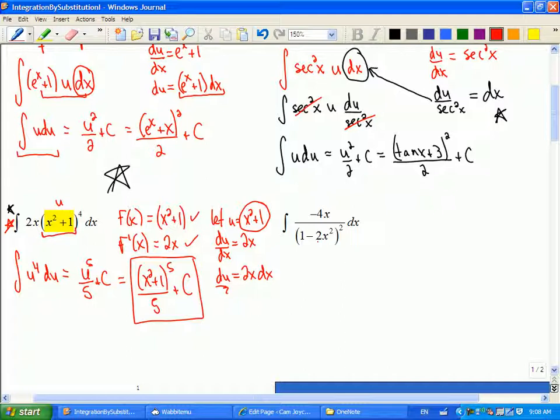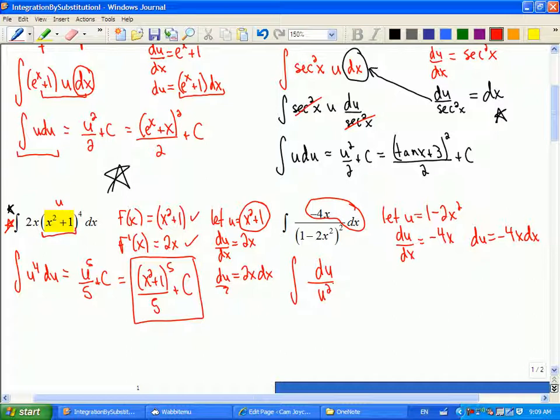So what pair did you have between these? Okay, 1 minus 2x squared. Yeah, that looks like a good pair to me. So let u equal 1 minus 2x squared. So du is negative 4x dx, and that's this piece right here. So I can rewrite this as the integral of du over u squared, which means I've got the integral of u to the negative 2 du.